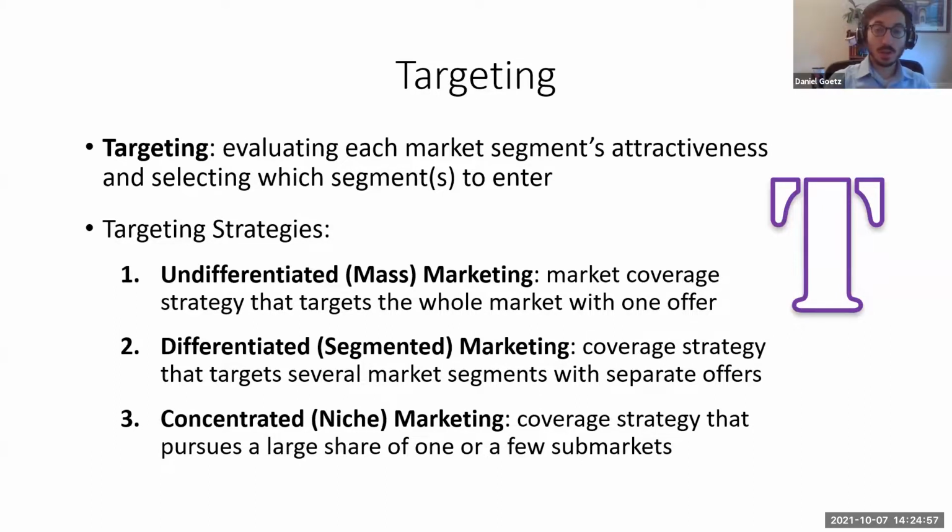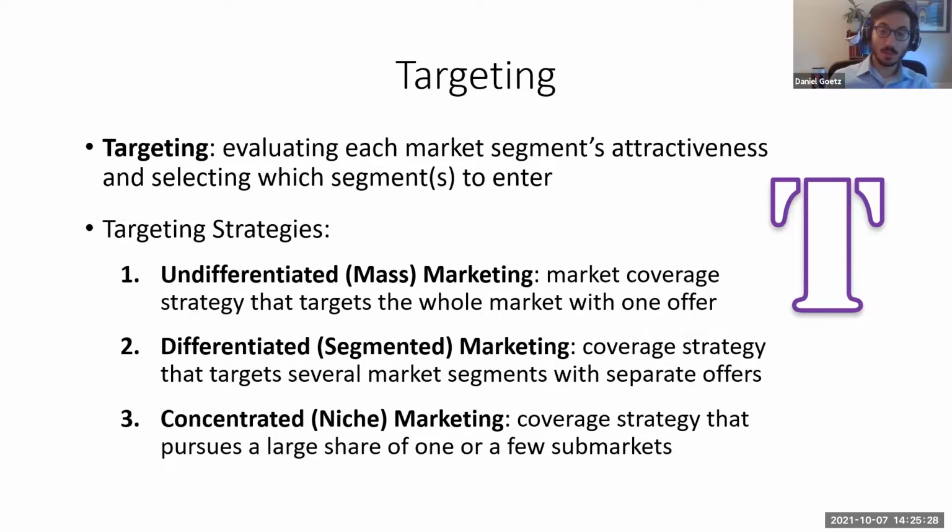So the first strategy is mass marketing, where you target the whole market with just one strategy or with just one offer. The second option is differentiated or segmented marketing. Here you're targeting several market segments, each with their own offer. And then lastly, you have niche marketing, where you're only pursuing one submarket, one segment, but you're going to try to get a large share of that segment.